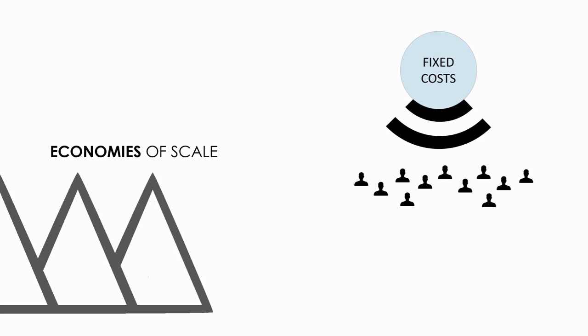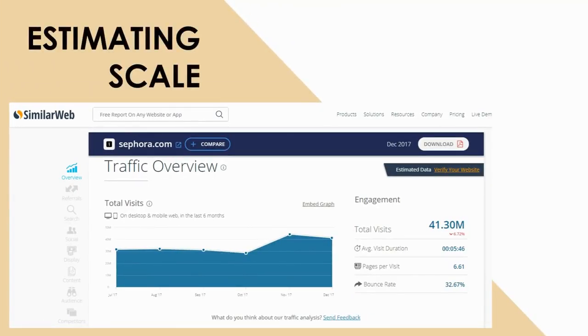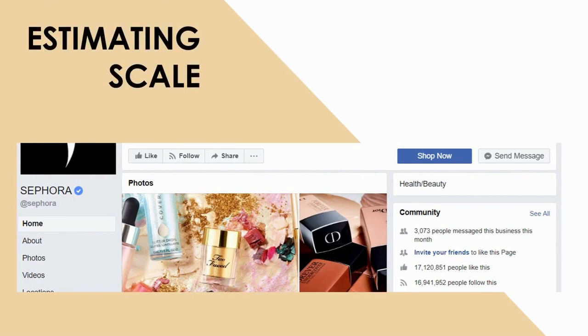In analyzing competitors, there are many different ways to estimate scale. One is using a website such as similarweb.com or SpyFu. Here, you can estimate the amount of traffic your competitors are getting and how much money they are spending on specific keywords. You could also look to social media for the number of followers that your competitors have. Here you can see that Sephora has nearly 17 million followers.